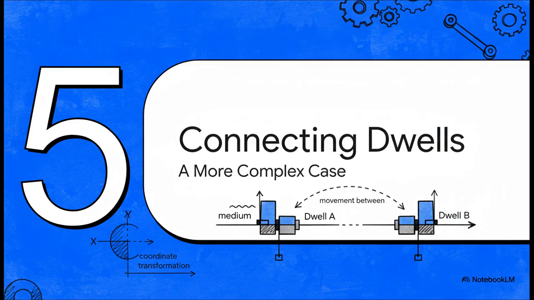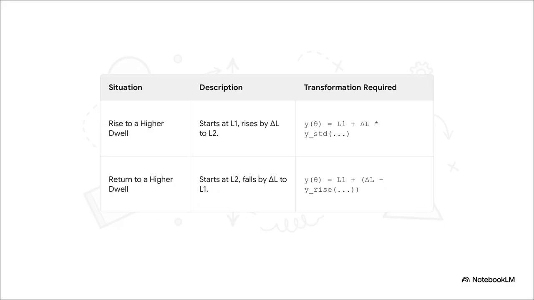Okay, that was cool, but let's take it up a notch. Let's tackle a more complex and, frankly, a more realistic scenario that really shows off how flexible this method is. What happens when you need to connect 2 dwells that are floating? You know, not at 0 and not at the full lift. This table breaks it down perfectly.